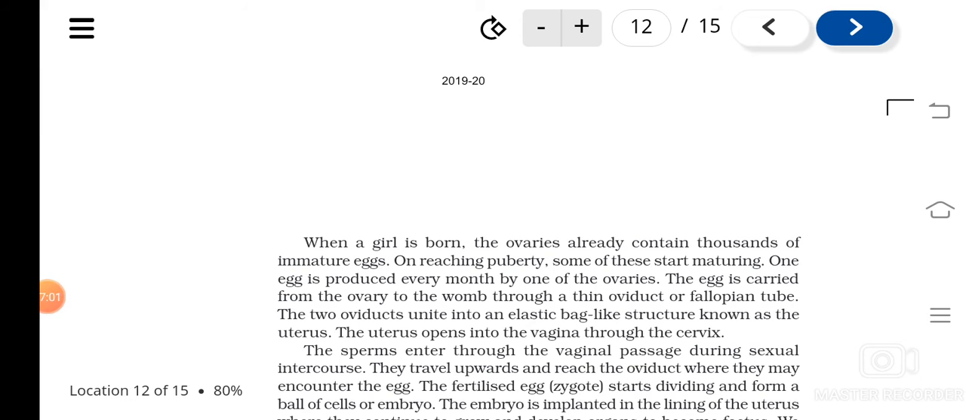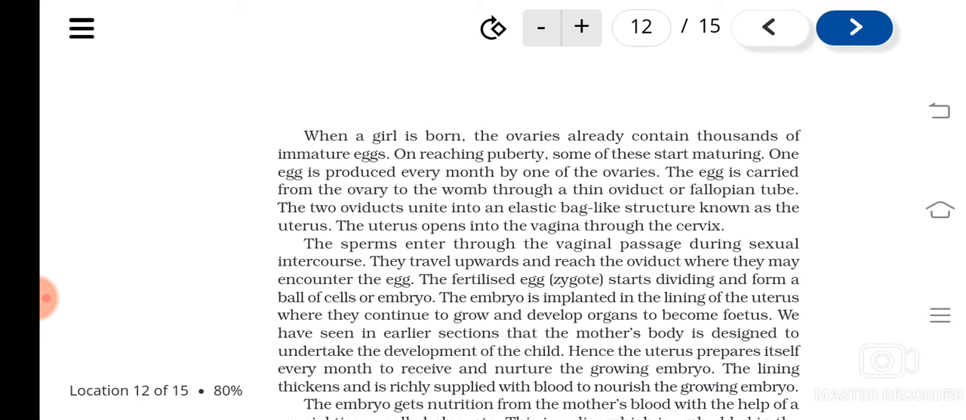When a girl is born, there are many thousands of immature eggs, and when a child attains puberty, one of these from either ovary is released each month. Understood? That is, one egg is produced every month by one of the ovaries. Then the egg will be carried to the fallopian tube from the ovary, and there fertilization occurs.